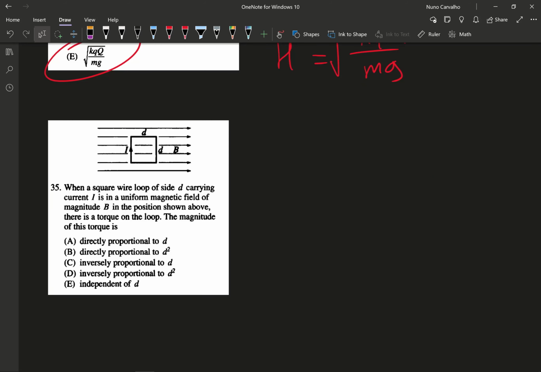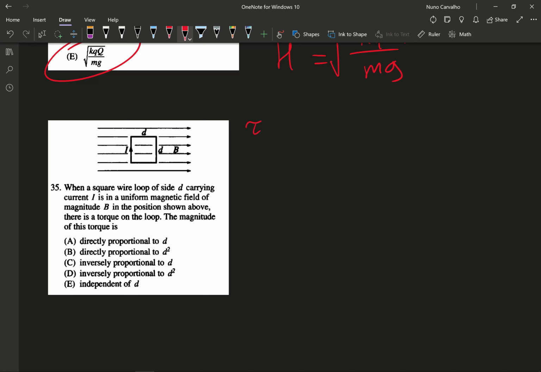Number 35, the final question, is a little bit similar to the previous one in that it requires you to think like a mechanics student a little bit when it comes to torque, at least, because we're told that a square wire loop of side D carrying current I is in a uniform magnetic field of magnitude B in the position shown above. There is torque on the loop. The magnitude of this torque is going to be what exactly?